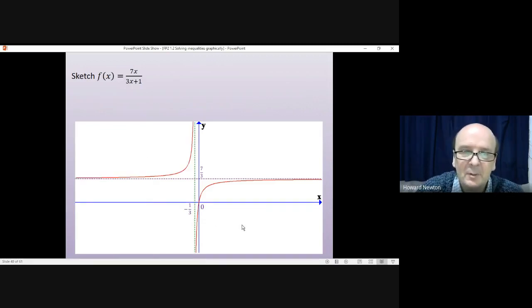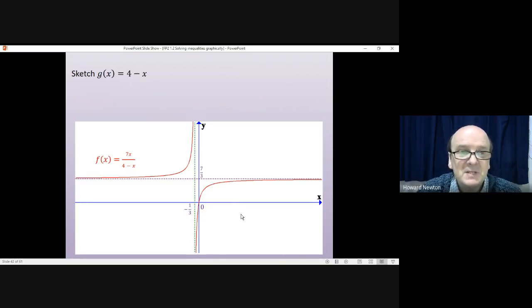Finally, we should give it a label. So what we've drawn there is f of x equals 7x over 4 minus x. And again, note it is a sketch. We haven't drawn accurate axes. We haven't drawn accurate scales. We've just shown the key points that matter.